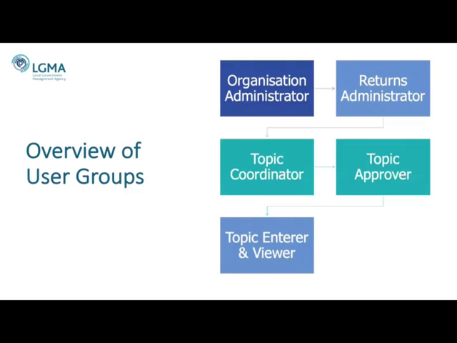In the LGReturns system, there are 5 main user groups, which are outlined on this slide. A user group is the term that is used to outline the different roles that are involved in the process of completing the returns. Each of these roles have different responsibilities and levels of access to the LGReturns system. First, we have the organization administrator, followed by the returns administrator, topic coordinator, topic approver, topic enterer, and topic viewer.